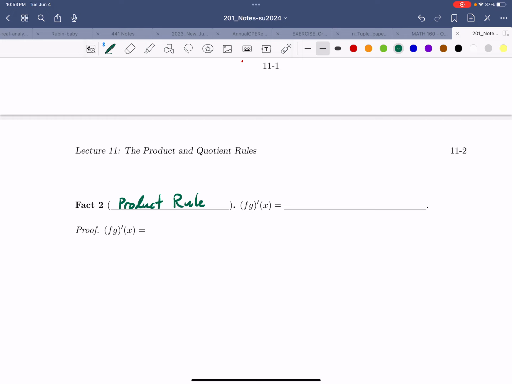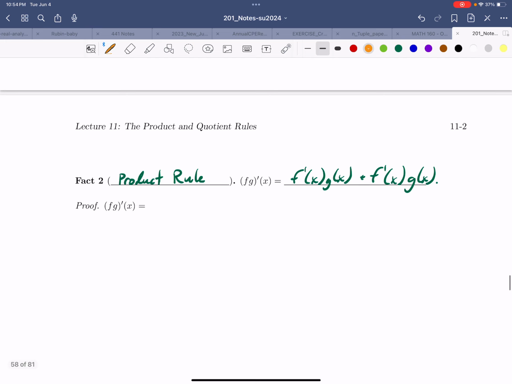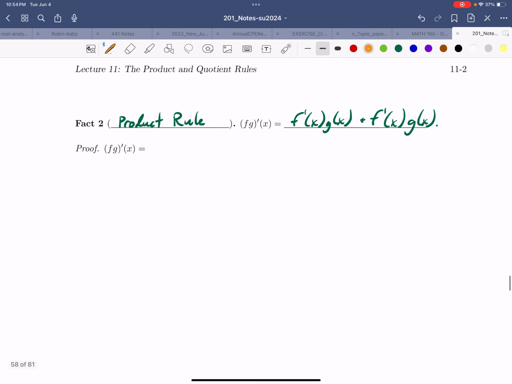The product rule says that the derivative of the product of two functions is the derivative of the first, leave the second alone, plus the first, leave the second alone. Okay. Now at this point, you can just fast forward a minute or two of the video where I'm going to derive the product rule. Okay, I'm just going to derive it.